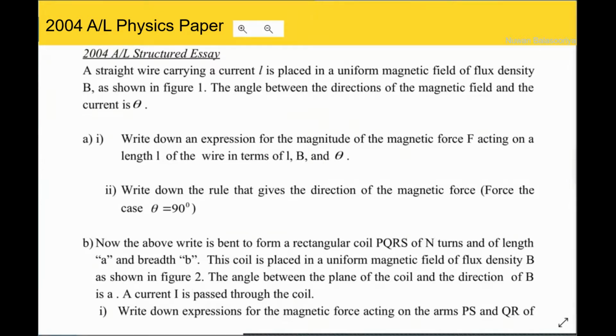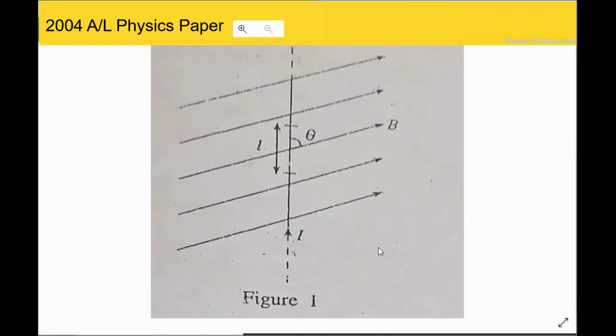Right, let me show you the figure. This is figure 1. They ask us to write down an expression for the force acting on small l length of the current carrying conductor. This vertical one is the wire, the conductor. It carries a current of capital I. The angle between the wire and the magnetic field is theta. They ask us to find the force acting on small l length of the wire.